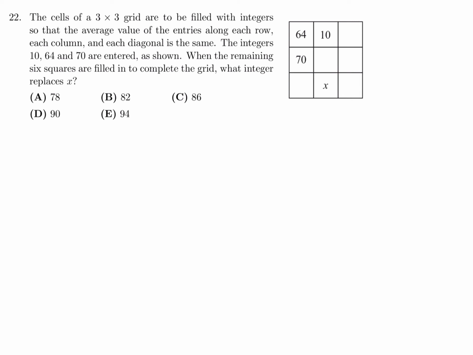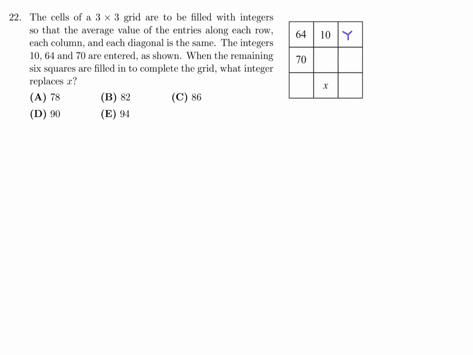The cells of a 3 by 3 grid are to be filled with integers so that the average value of the entries along each row, each column, and each diagonal is the same. The integers 10, 64, and 70 are entered as shown. When the remaining 6 squares are filled in to complete the grid, what integer replaces x?